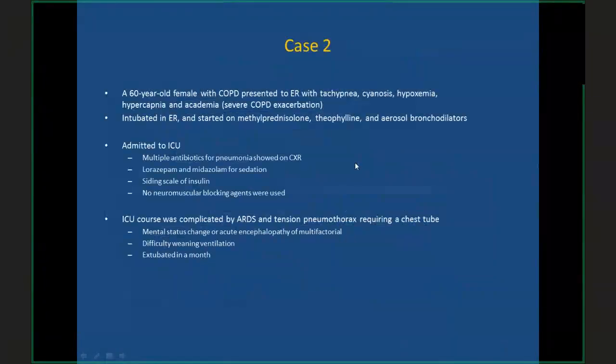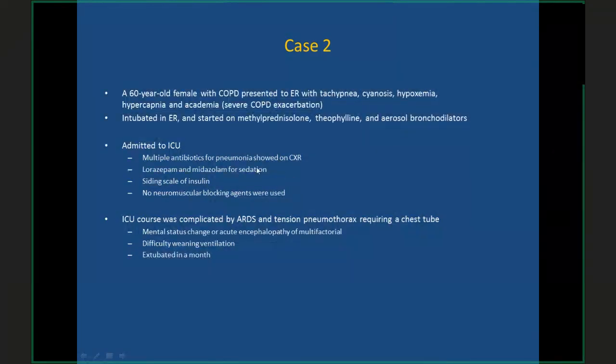So now let's talk about another case. The patient was a 60-year-old lady with a history of COPD, who presented to the ER with a severe COPD exacerbation. The patient needed intubation in the ER and was started on steroid and theophylline treatment, and then admitted to the ICU. In the ICU, the patient received several antibiotics for pneumonia because the X-ray showed possible pneumonia.